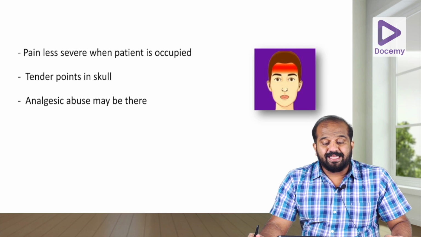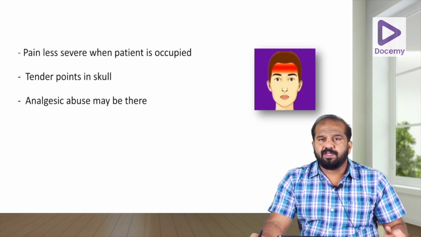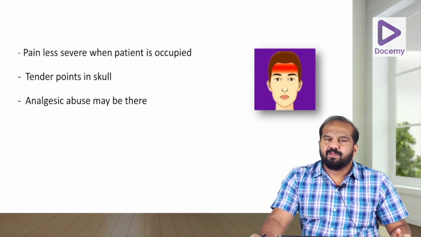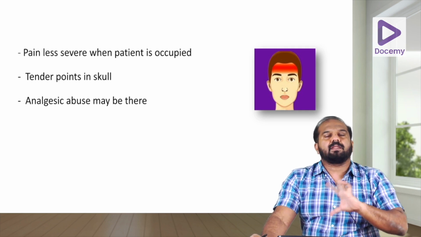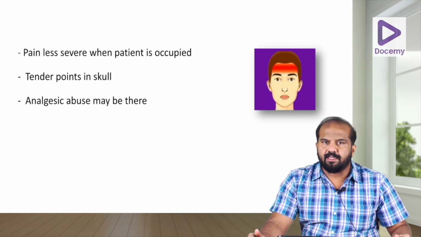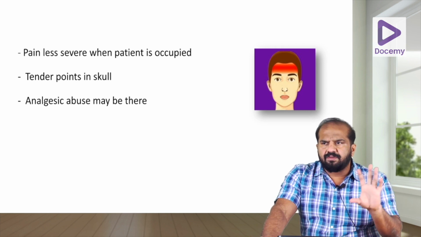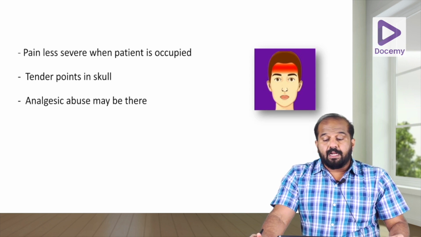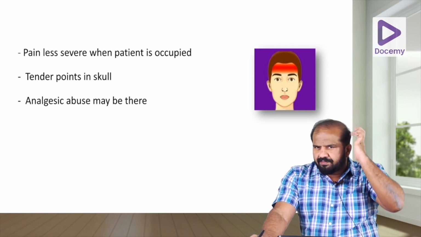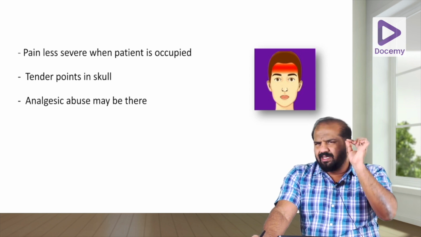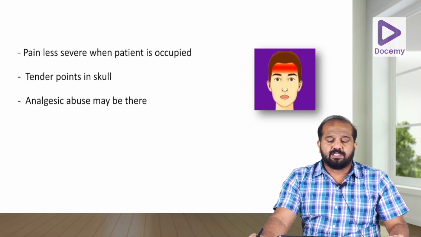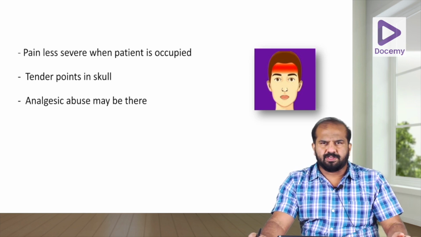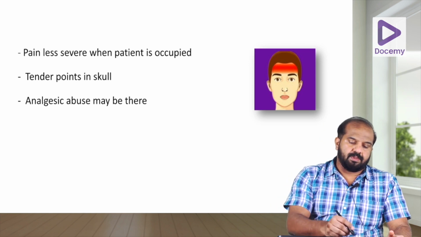Okay. Pain is less severe when the patient is occupied. That is very important. When he is involved in other activities, he may even forget the pain. That is very important, because in migraine and other types of headache, there is no such relation. When the mind is a little free, the headache will increase a little. Tender points in the skull: if you touch the skull also, the patient will tell there is pain. Okay. Analgesic abuse may be there. The patient may be taking a lot of painkillers to abolish the pain.